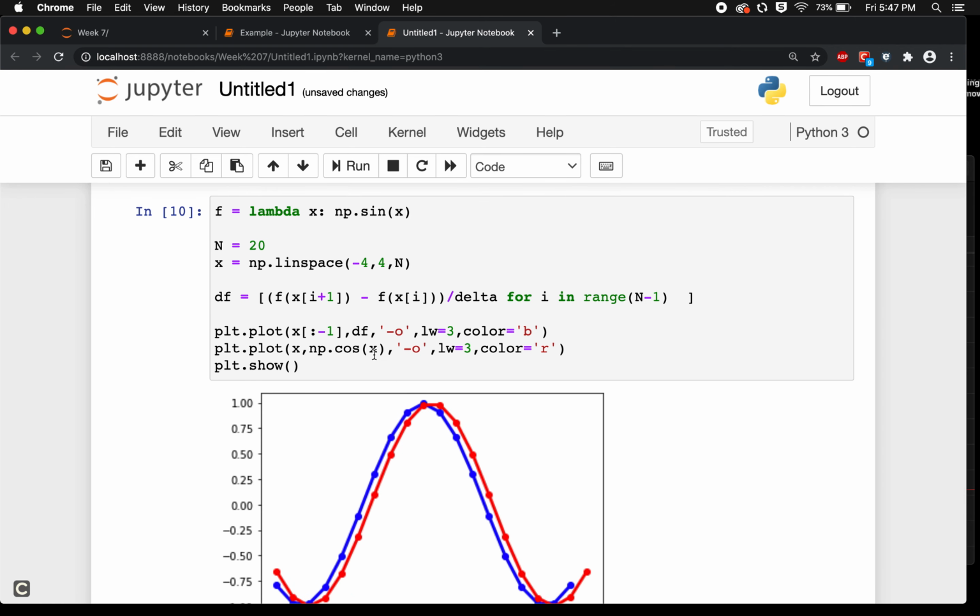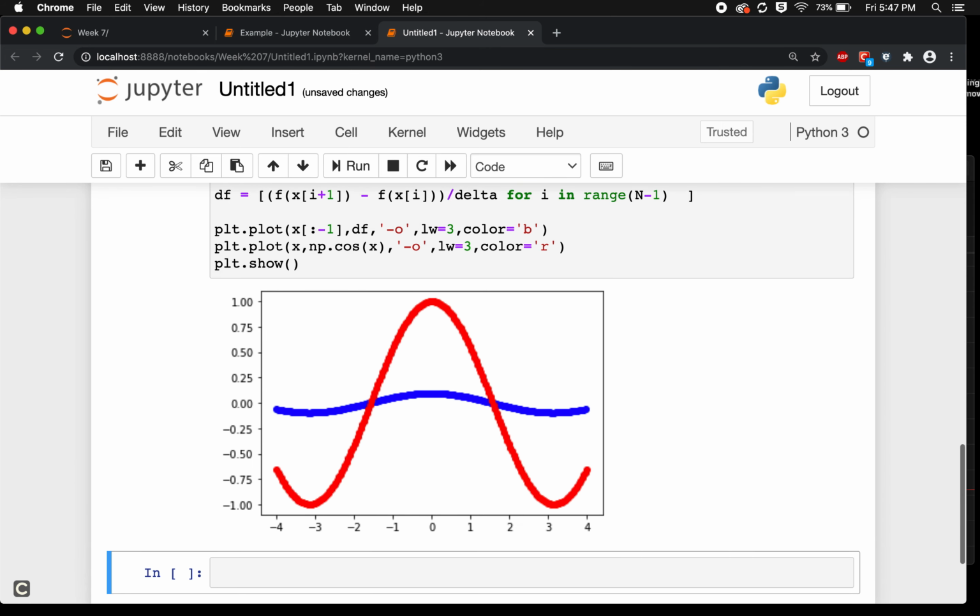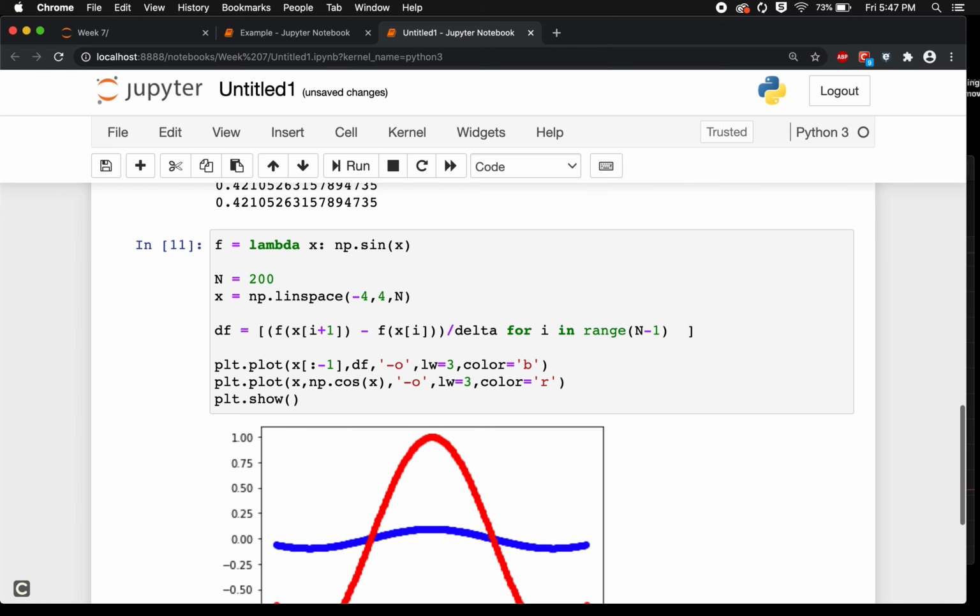But we can kind of fix this by just picking more points. If I'm going to pick 200 points, what am I doing wrong here?